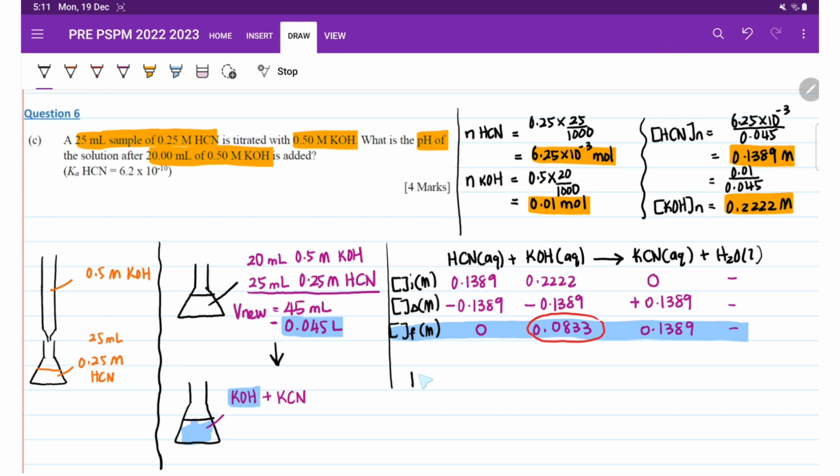So as you know, if we have KOH which is a strong base, dia akan dissociate completely into its ions, so K plus aqueous and OH minus aqueous. So concentration yang tinggal yang kita ada dekat sini untuk KOH adalah 0.0833. So whatever concentration we have over here, that will be the concentration of OH minus dekat sini. So 0.0833 molar. Okay, we want to find the pH dan kita tahu equation pH adalah negative log H+.